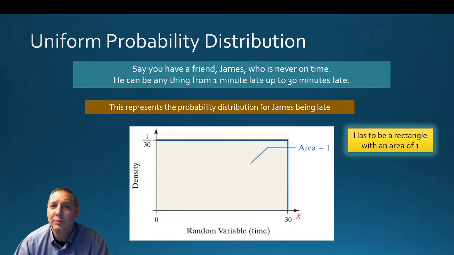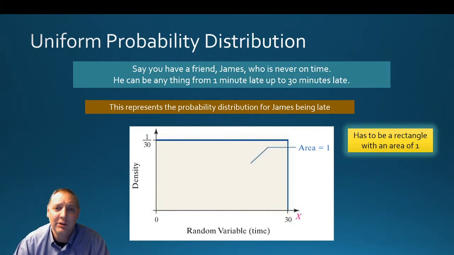So here's the one for James. So we can see some elements of it. It resembles a rectangle. And so it could be anywhere from 0 to 30 minutes late. And the area inside the rectangle has to be 100%. So all the probable times you could be late, they add up to 100% or just 1 in decimal format.